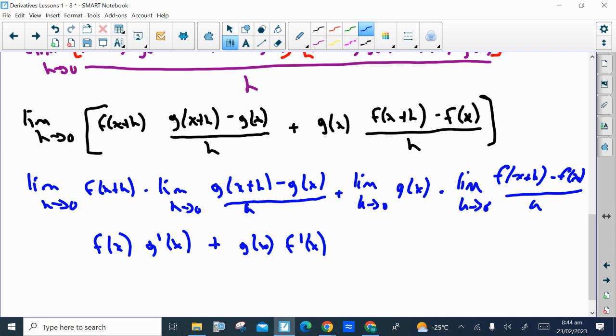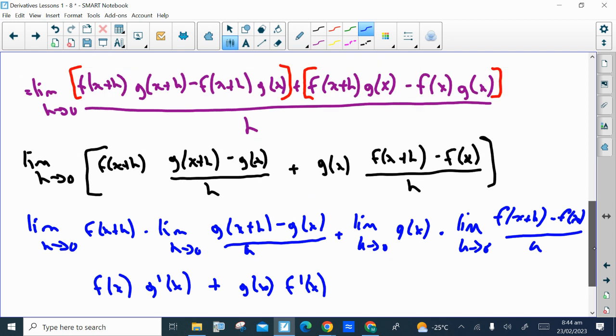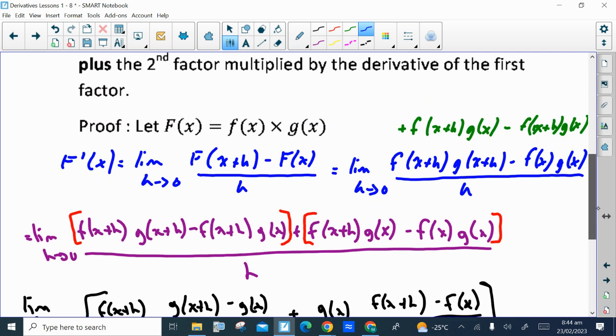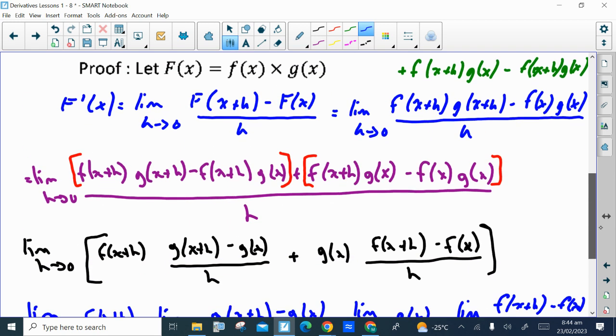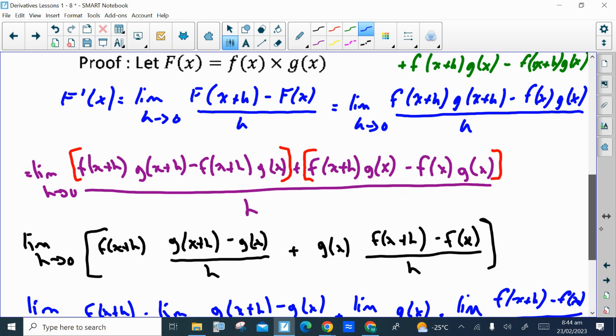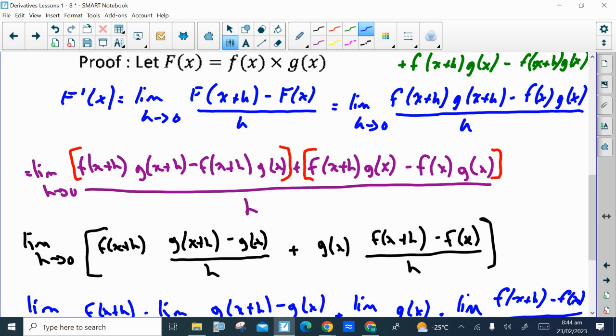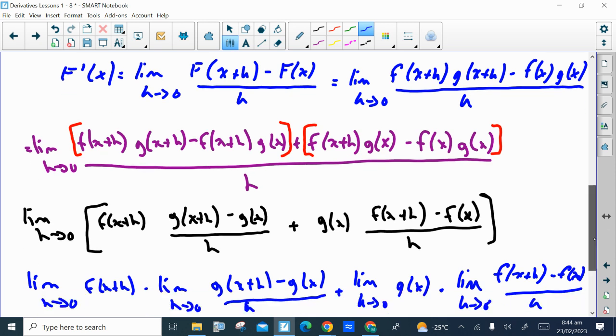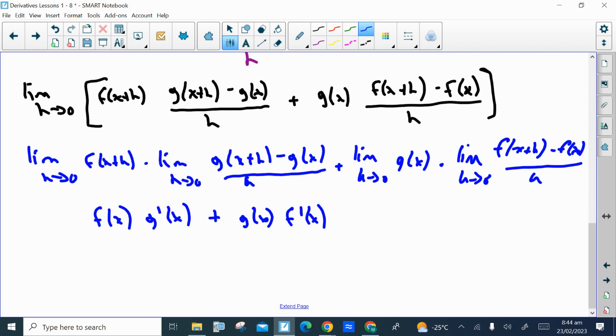You're never going to be asked to do this, okay? But now you see where it came from. And the trick to doing it was, again, adding and subtracting that f at x plus h times g at x to the top. So it doesn't change the expression, but allows us to put the terms together so that we can get to that expression in the end. So you'd never be expected to know to do that. It's only being done to show you the proof.